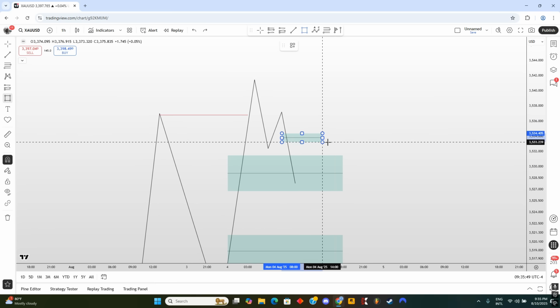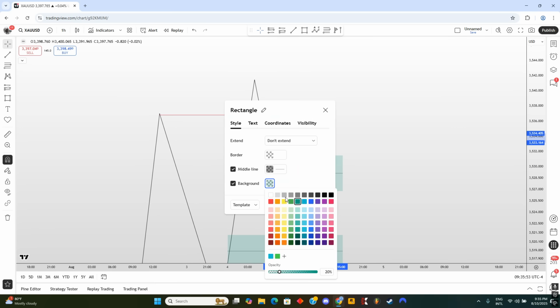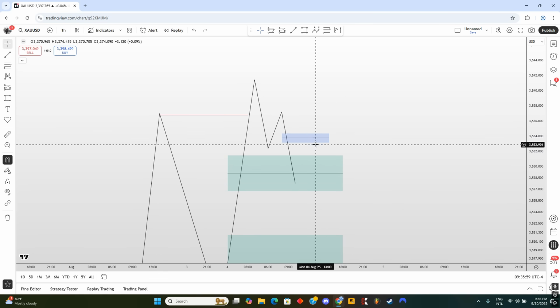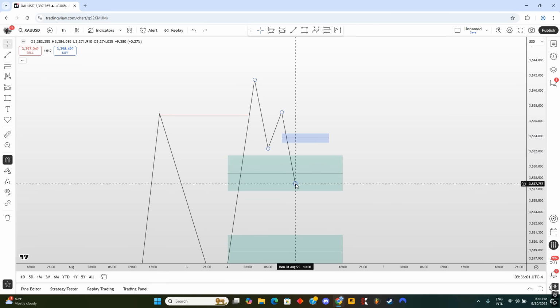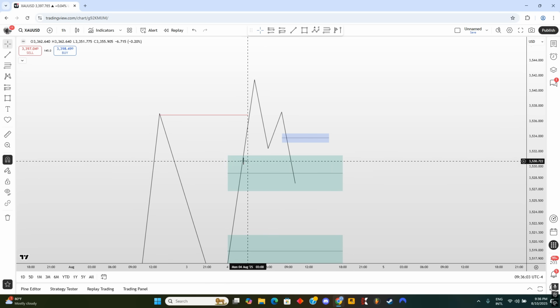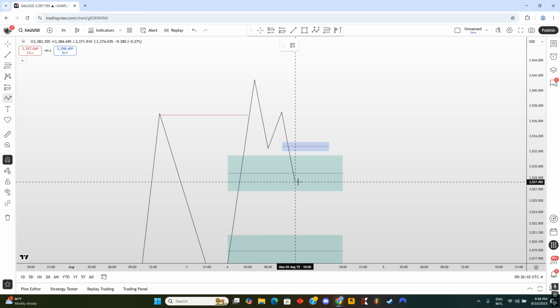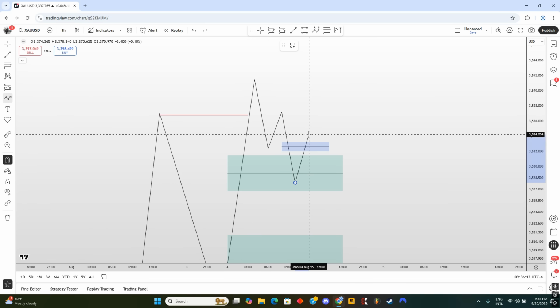Now there could be only one fair value gap here, so let me just give this a different color for your understanding. So let's make it dark blue. All right, so this is a 5-minute fair value gap, and we have the dealing range high, the dealing range low. We are inside a 1 hour fair value gap. Now the next step is basically you are waiting for price to inverse above this 5-minute fair value gap.